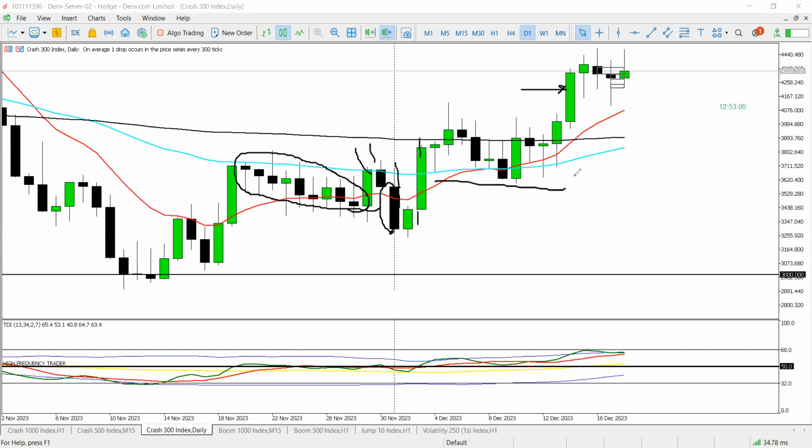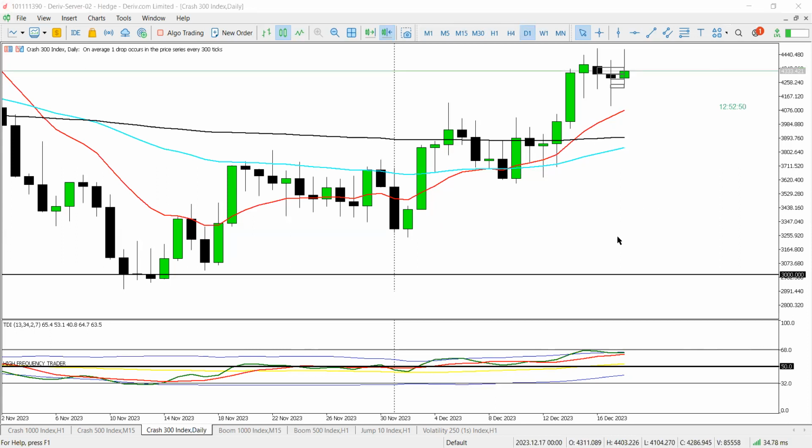Then price slowed down again. A lot of choppiness. Then momentum, 2 days again, 1, 2, 3. Today's day number 4 of choppiness. So C300, I'd prefer to wait. Maybe we might even trade it tomorrow after we see how the daily candle closes.